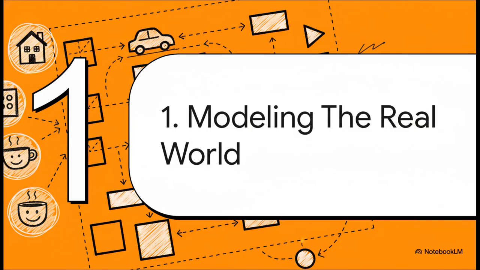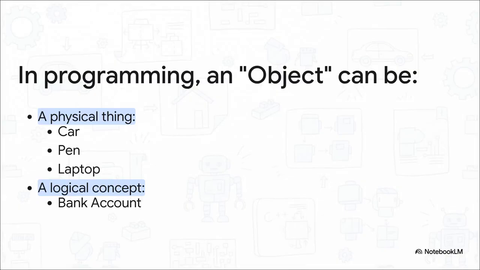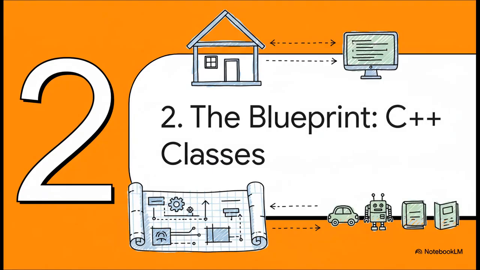Before we write a single line of code, we need to put on our architect hat. The very first step is to model the world around us, and we do that by breaking it down into these distinct objects. We have to ask, what are the key things that our program needs to understand and interact with? And what's really cool here is that an object in programming isn't just for physical stuff like a car or a pen. It can also be a totally abstract concept. Think about a bank account. You can't physically touch it, right? But it definitely has properties, like a balance and an account number, and it has actions you can take, like deposit and withdraw.